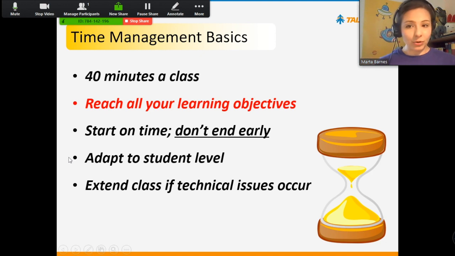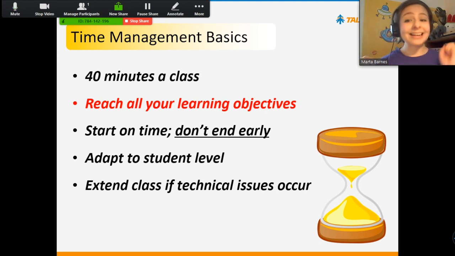Adapt to the student level. We're going to talk about this in a couple of different slides and how you can do that, but always make sure that, like with the behavior students we were talking about before, you are adjusting if they're low level, adjusting if they're high level, adjusting if they're bored, whatever it might be. You need to consider the student level if you're going to finish in that 40-minute time span.